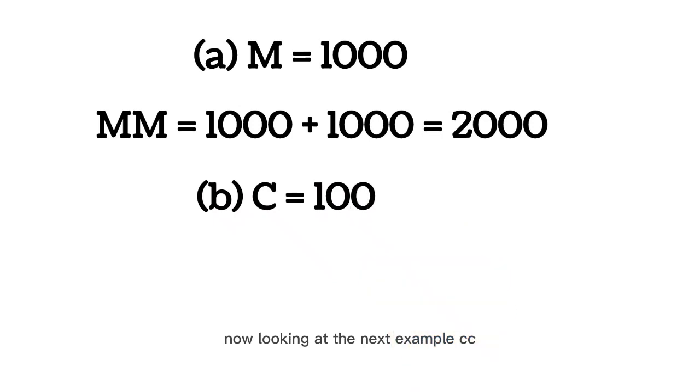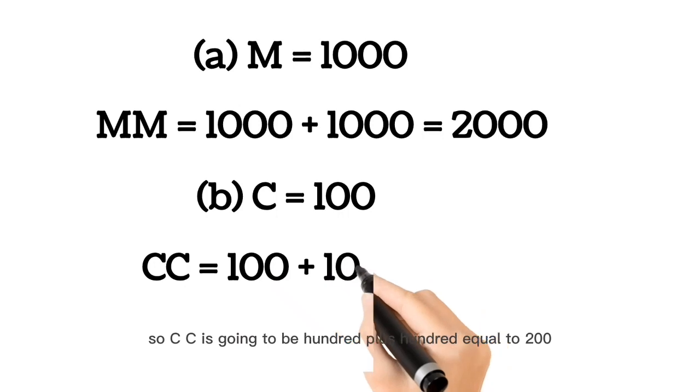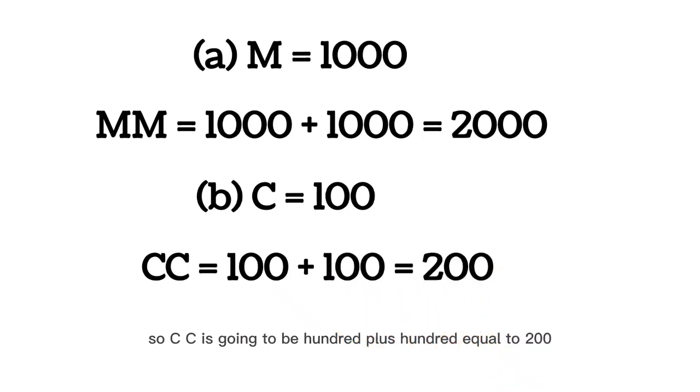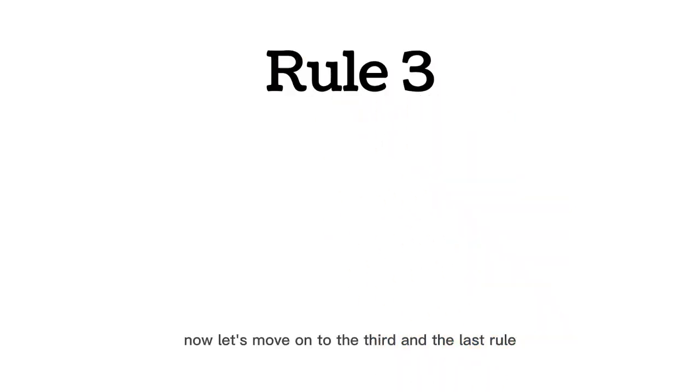Now looking at the next example, CC. C is equal to 100, right? So CC is going to be 100 plus 100 equal to 200. So therefore CC is equal to 200. I hope you understood this rule. Now let's move on to the third and the last rule.